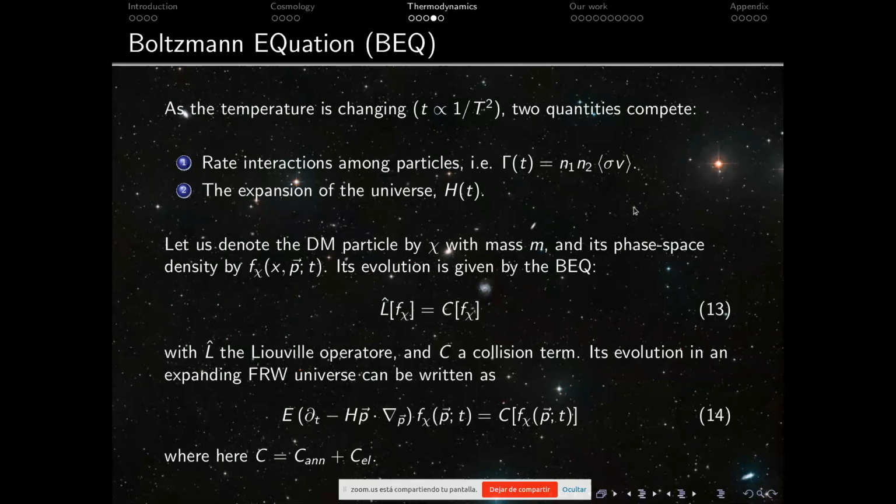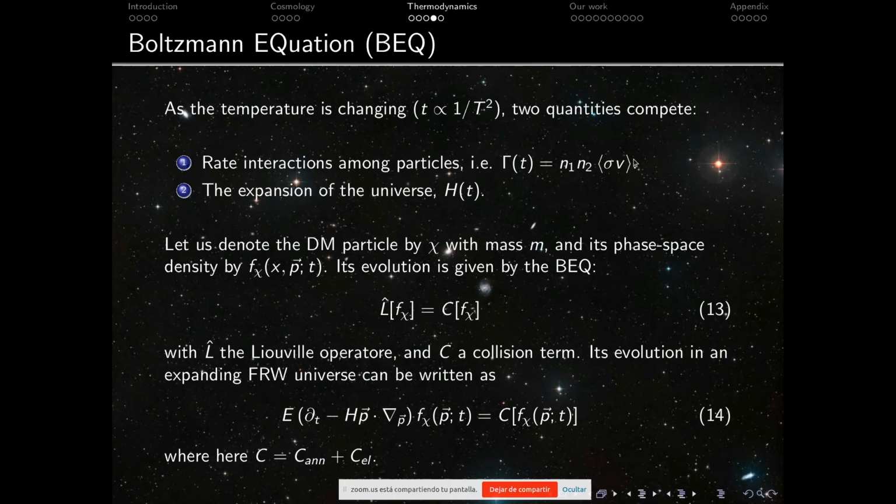So time and temperature are changing in the early universe, and in a radiation dominated universe, we expect this relationship between time and temperature. And the number density of the particles that are interacting in an expanding universe has two quantities that compete and can change your number densities. One is the rate of interactions among the particles, which is given by N1 and N2, the two different number densities, multiplied by the cross-section times the relative velocity.